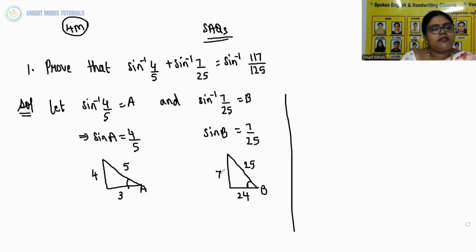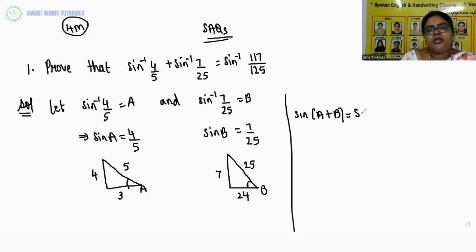25 square minus 7 square. So 25 square is 625, minus 49 is 576. Square root of 576 is 24. So that is how we have found the other side by using Pythagoras theorem. Now after getting the triangles and all three sides, on the right hand side you have sine inverse, so we will take the sine A plus B formula.